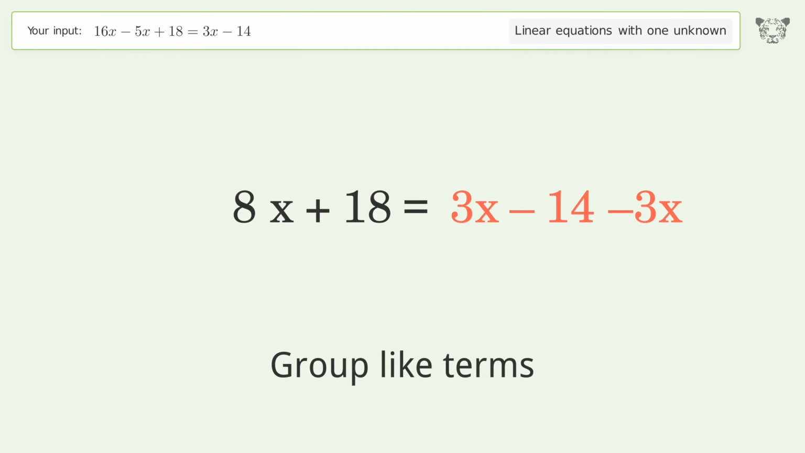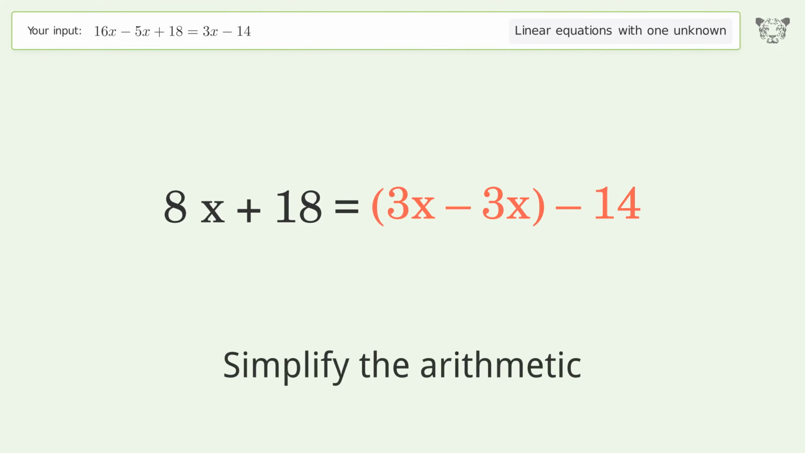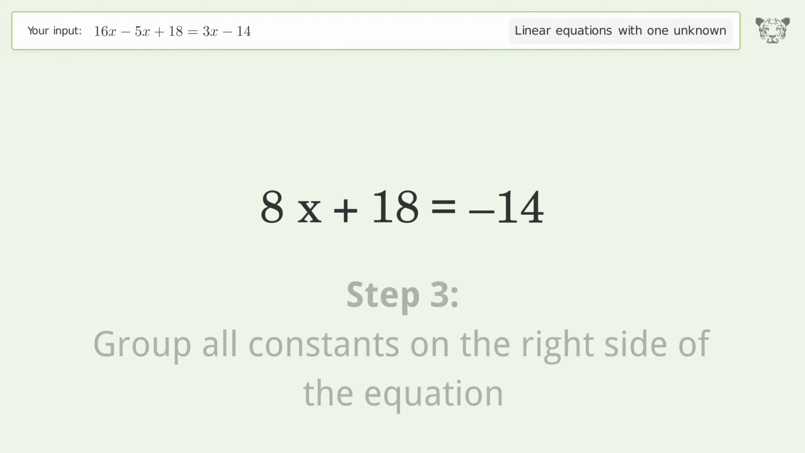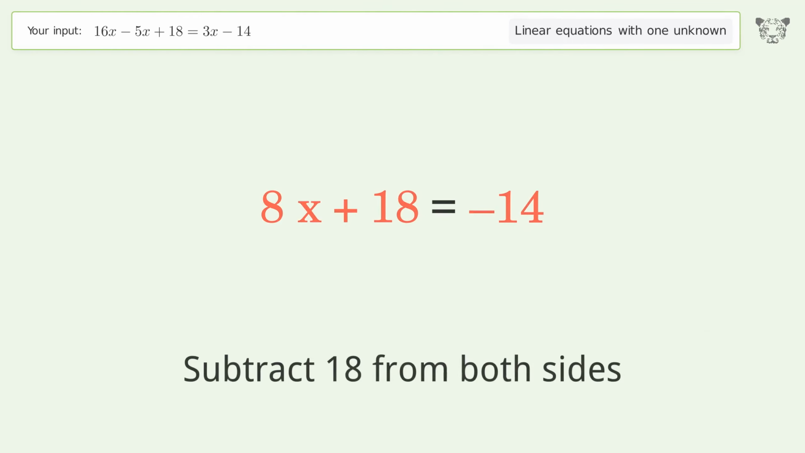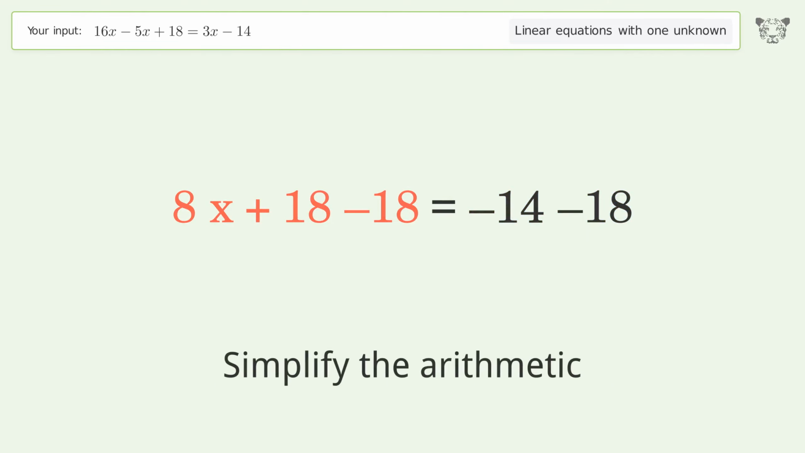Group like terms. Simplify the arithmetic. Group all constants on the right side of the equation. Subtract 18 from both sides. Simplify the arithmetic.